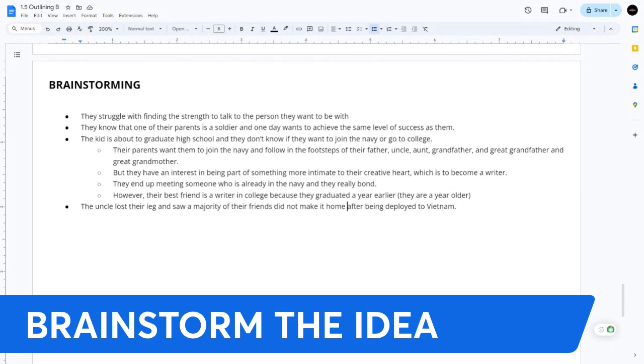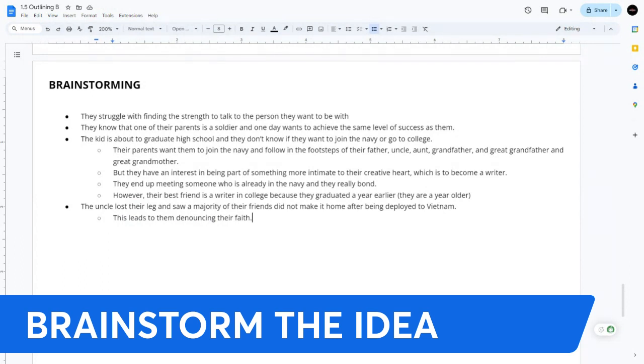They saw a majority of their friends did not make it home after being... I didn't want to use the other word. But anyway, this leads to them denouncing their faith. Now, here's the thing that's a little bit more broader, because I'm not saying what faith they are, but they are denouncing it, right?